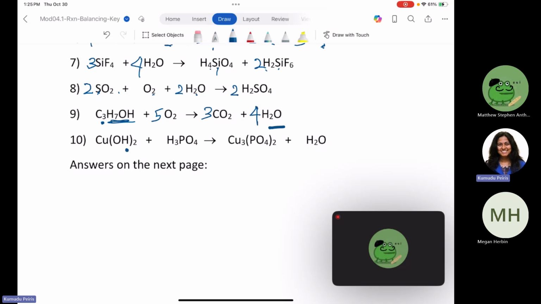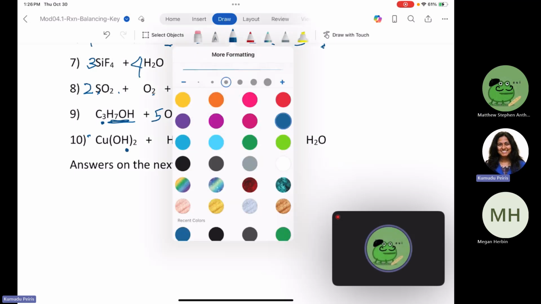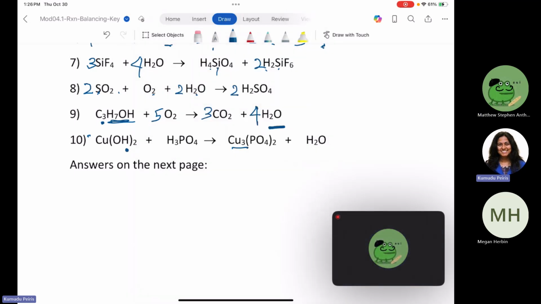Copper hydroxide and phosphoric acid gives the copper phosphate and H2O. Right. So in this case, the product side has 3 copper atoms. On number 9, the one you just did, I believe you have 11 oxygens on the left side and 10 on the right, unless I'm counting wrong. Oxygens. Oh, yes. Thank you for bringing it up. Here I missed that oxygen there.